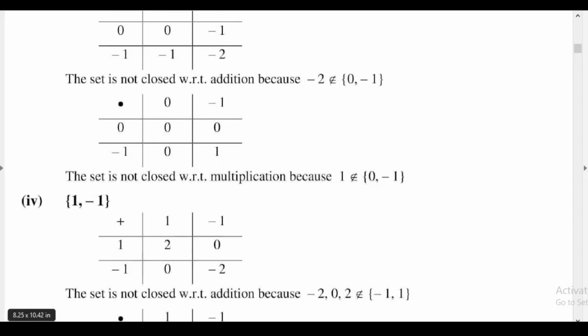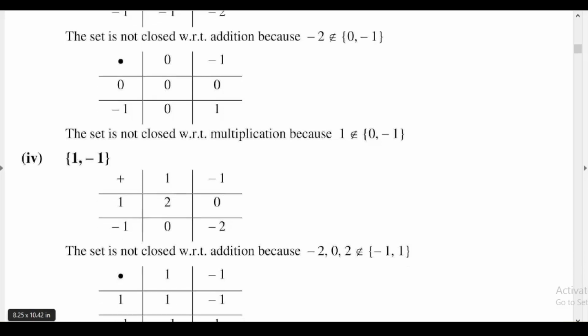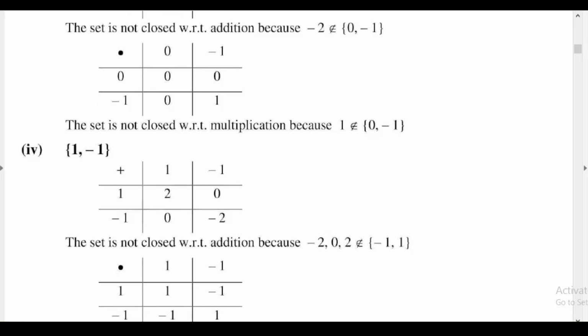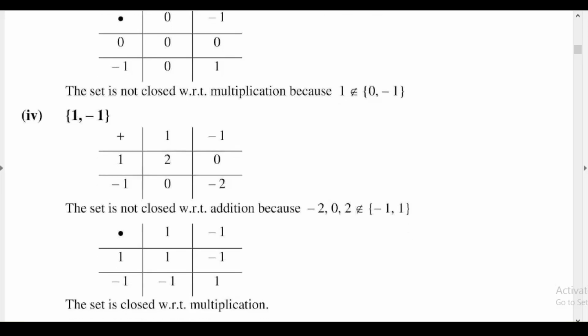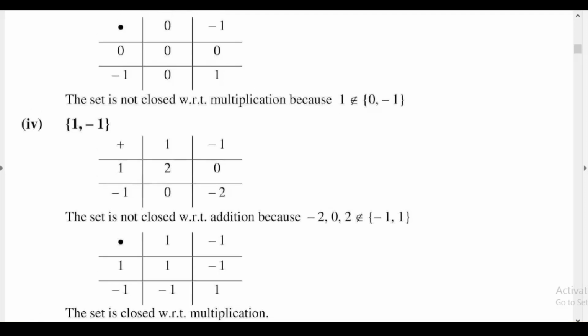So next, for multiplication, {1, -1}. 1 multiplied by 1 is equal to 1. 1 multiplied by -1 is equal to -1. Next, -1 multiplied by 1 is equal to -1. -1 multiplied by -1 is equal to plus 1. So 1 belongs to the set and -1 belongs to the set. So this set is closed with respect to multiplication, which is the required solution.